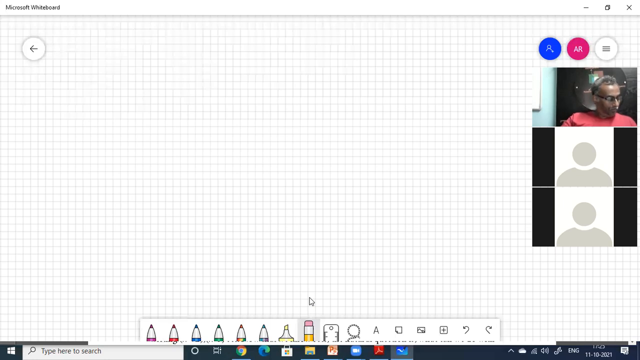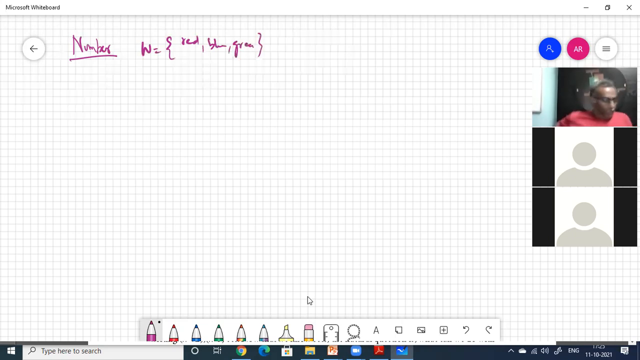Sum 9: find the number of subsets and the number of proper subsets of the following sets. You are asked to give only the number. Don't write the subsets. Tell me only the number of subsets for W equals {red, blue, green}. Tell me the number of subsets and proper subsets for W.